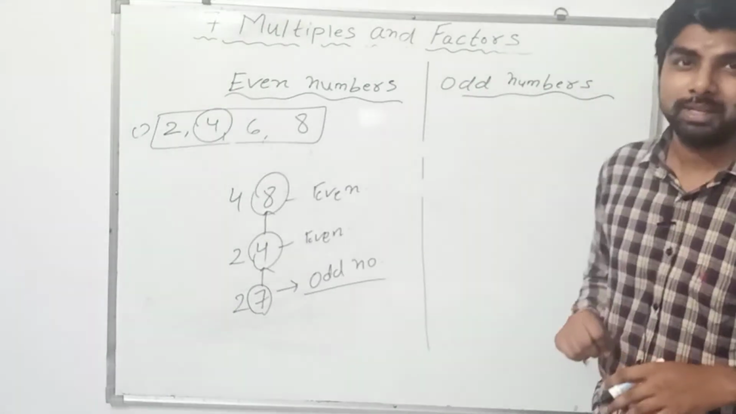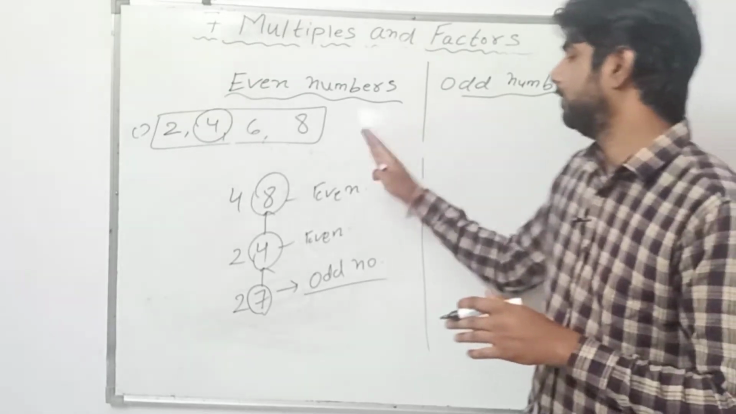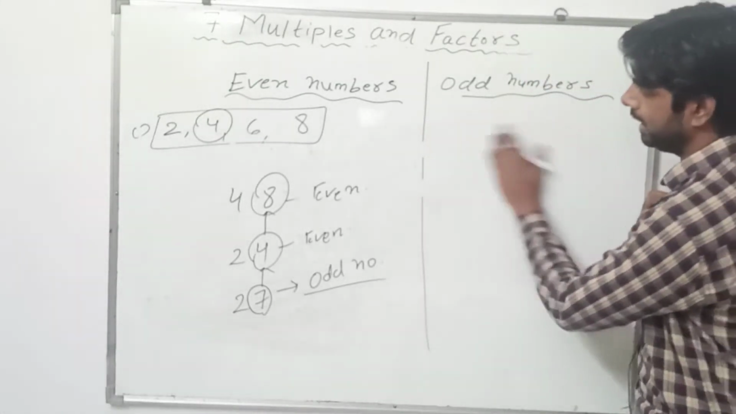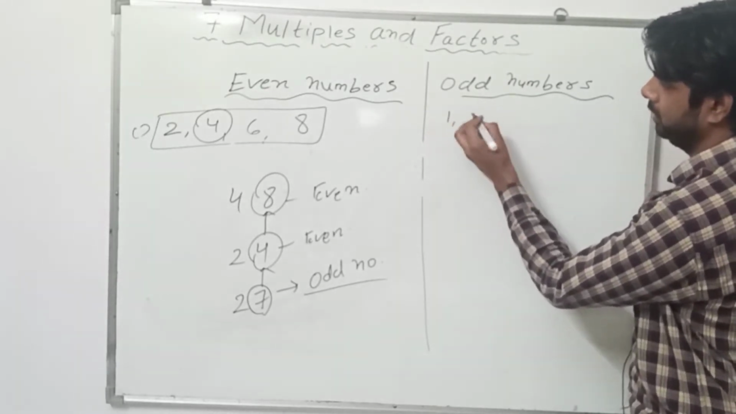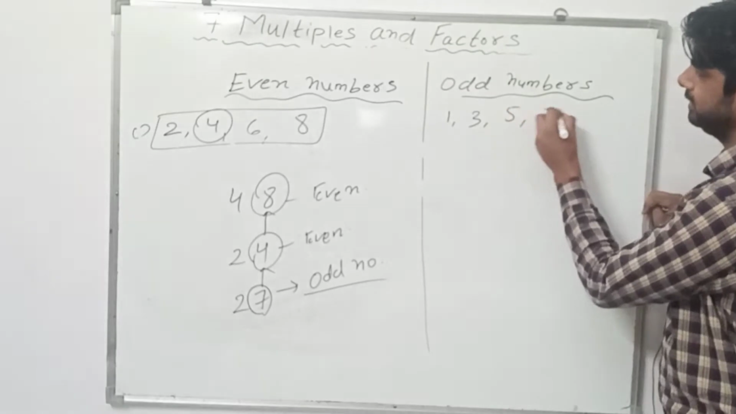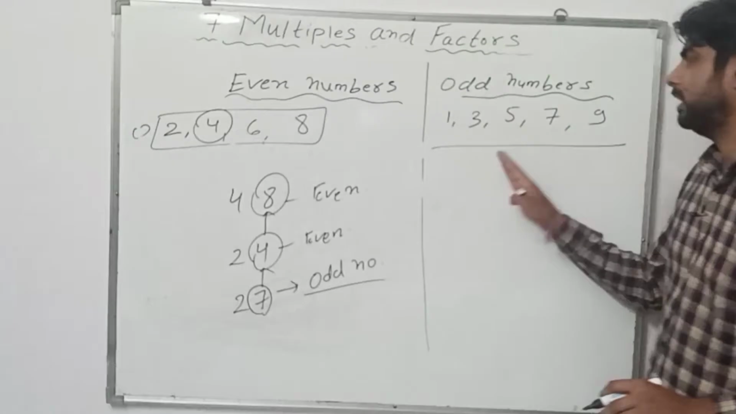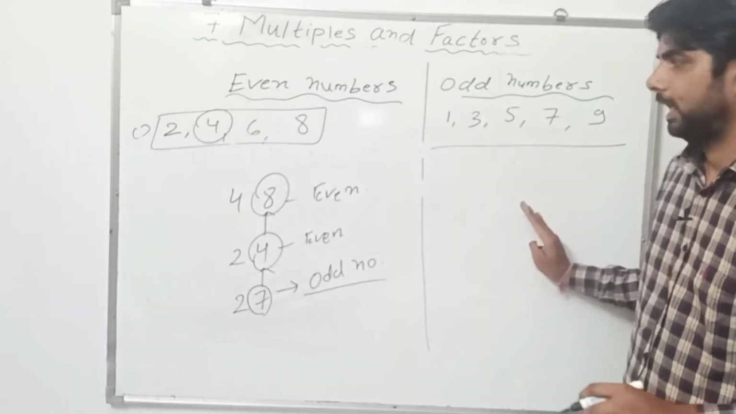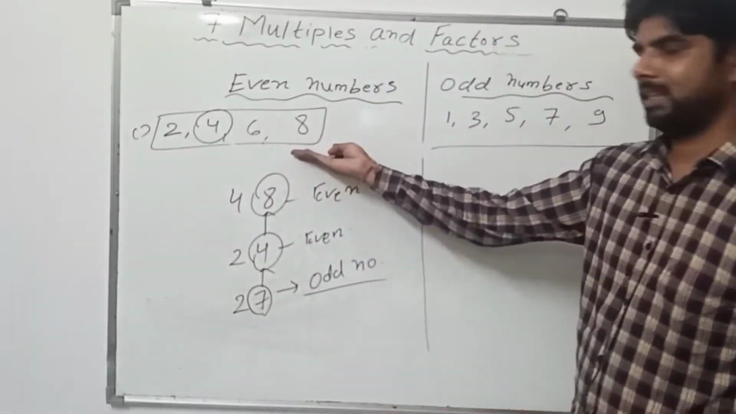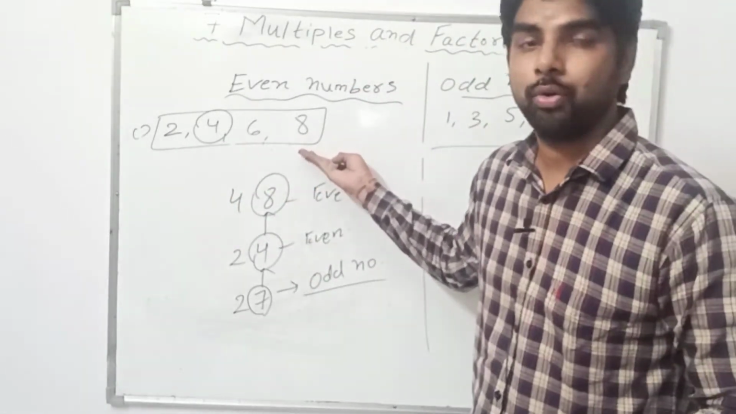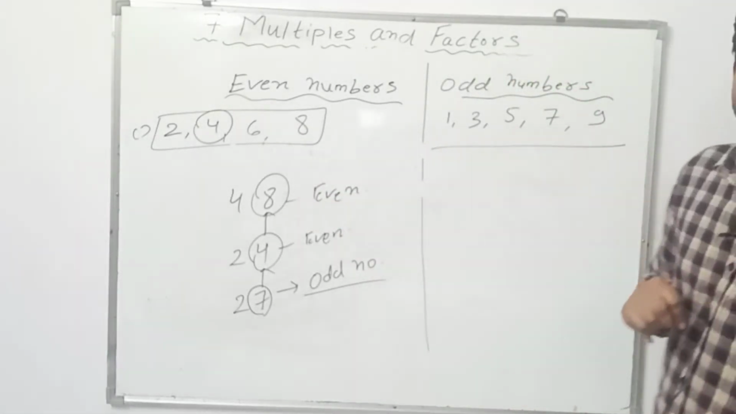Okay? So what are odd numbers? The numbers other than even numbers are called odd numbers. Or we can say that any numbers which end with 1, 3, 5, 7 and 9. Any numbers that end with 1, 3, 5, 7, 9 are called odd numbers. Okay? So same we can say that the numbers that end with 0, 2, 4, 6, 8 are known as even numbers, and the numbers that end with 1, 3, 5, 7, 9 are known as odd numbers.